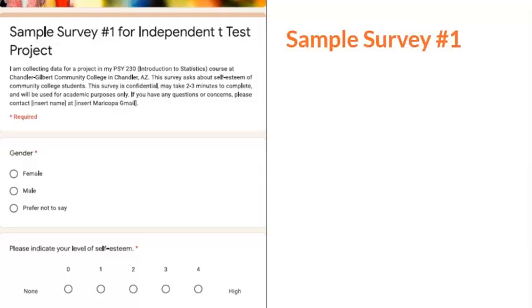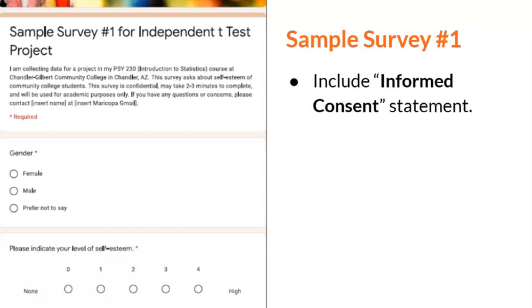In the project module on Canvas, there's a page called Creating Survey for Project. This photo here is a sample survey number 1, which is the example posted on Canvas. Surveys should always have an informed consent statement. I have included a generic statement on Canvas for you to use. Make sure to edit the statement to reflect your study.